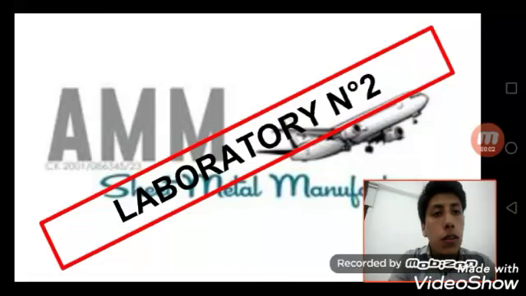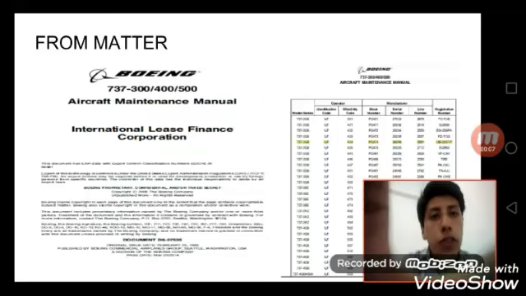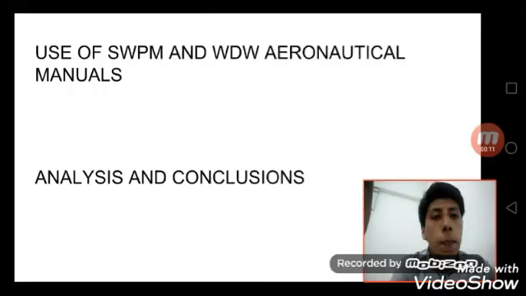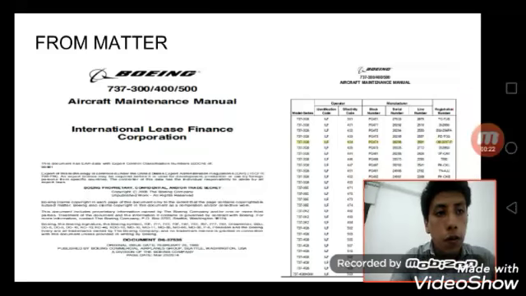Well, in the second laboratory, we used different manuals. For example, I used the maintenance manual, the IPC, and the schematic wiring manual. As a first step, we should look at the front matter to verify the registration number and the effectivity of the plane.